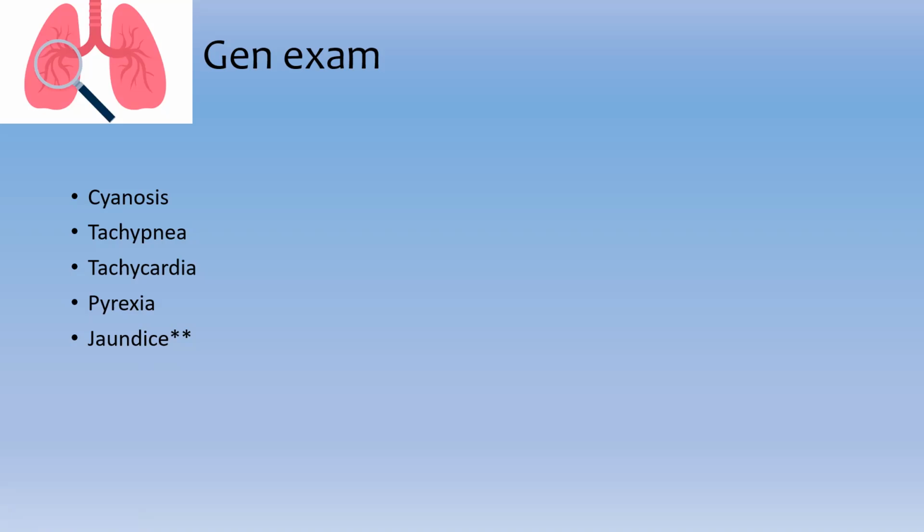There'd also be tachypnea. This is because of the difficulty in breathing, so they'd have to breathe faster to compensate for the lack of oxygen. They'd also have tachycardia. That is an increase in heart rate. Pyrexia. Pyrexia is just the fever. And jaundice, as you can see, there are two asterisks there, meaning that it's very rare and an atypical finding. Not typical, but atypical. It can also be found in lung cancer. So I think we can move on.